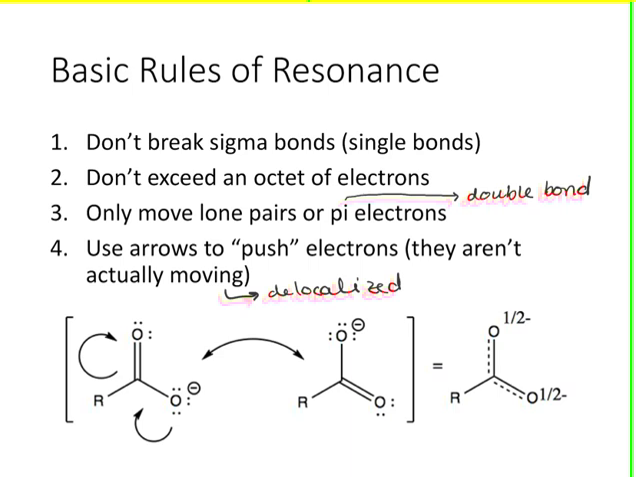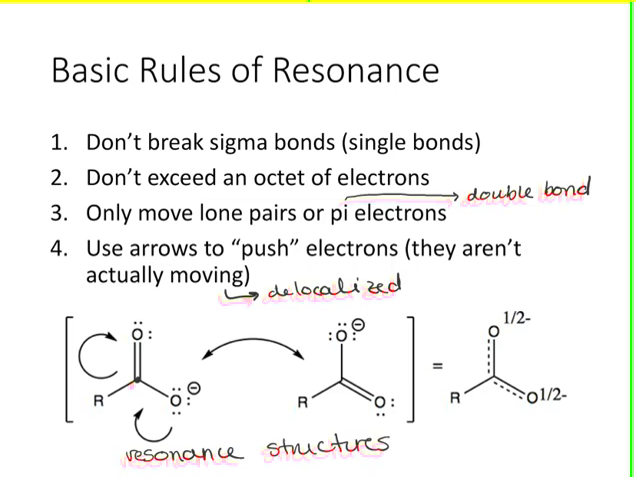So down below we have an example of how to push electrons. In the brackets we have our resonance structures. And you'll notice that on the left-hand side we have a central carbon, and it has a double bond to one oxygen and then a single bond to the other oxygen. And the oxygen on the right has a negative charge.